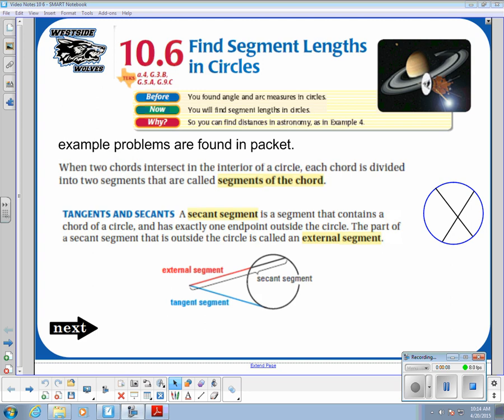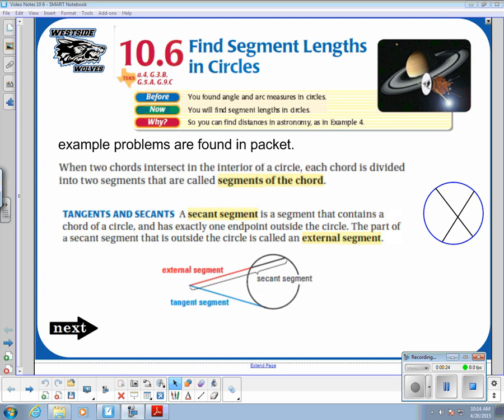Today we're looking at the segment lengths in circles. So we're moving away from arc measures and angle measures, and actually we're going into length now. So moving to different areas. Today we're going to focus in and bring in the lengths, and also we're going to bring some quadratics into our work today.